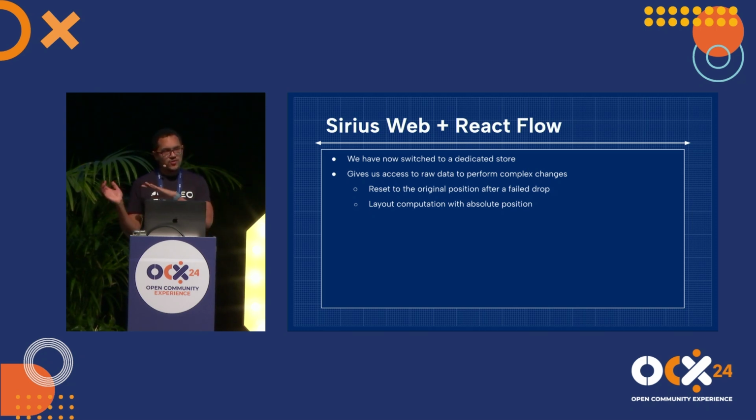We then switch to a completely dedicated store, so we stop relying on this use nodes state hook. It gave us better access to the raw data to perform complex changes. For example, in React Flow, if we perform a move, it will move the node. But in some cases, we wanted to reset the operation to prevent a move or to have the absolute position to perform some layout computation. So switching to a dedicated store was almost compulsory for us.